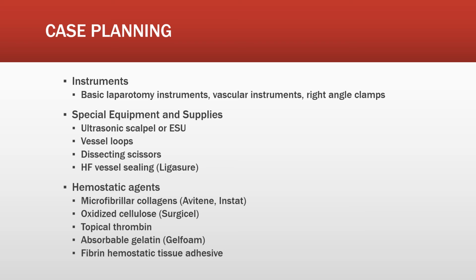Some special equipment and supplies that may be used are ultrasonic scalpels, our bovies, vessel loops, dissecting scissors, high frequency vessel sealing, so our ligature, and then our hemostatic agents. If you'll recall from our pharmacology chapter, our Avitene, Surgicel, gel foam, that is where these are going to come into play.